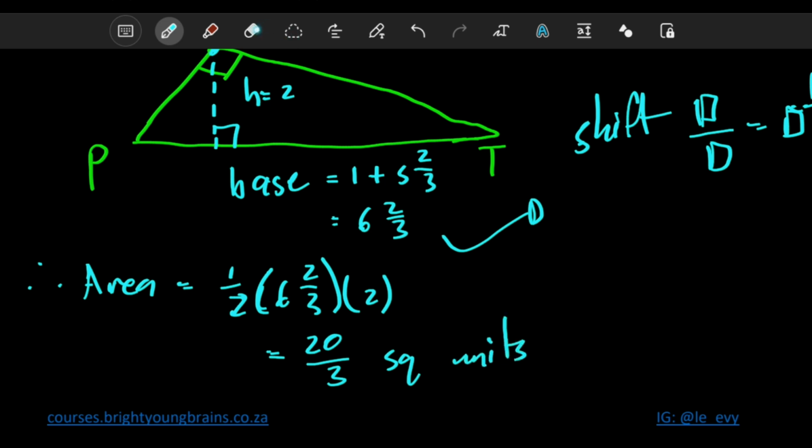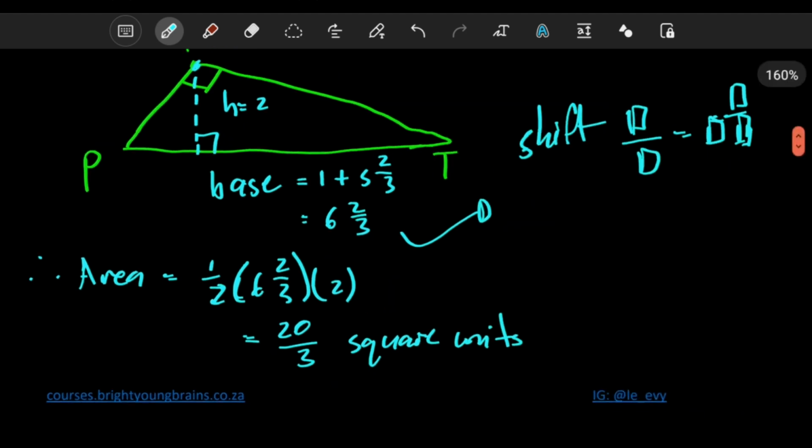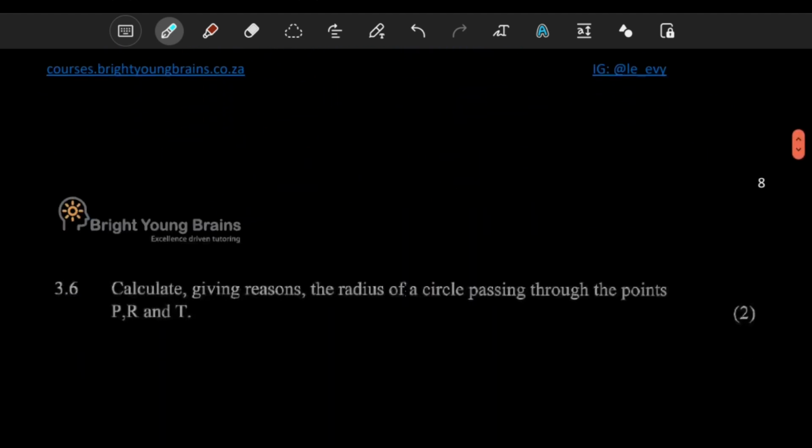Let me actually write the whole thing, because why not? The boy's feeling funky today. Square units. The lucky thing is this is not physics, so if you don't put units, you're not necessarily going to be penalized for it. But obviously if you know the unit, just throw it in there, show that you're woke.